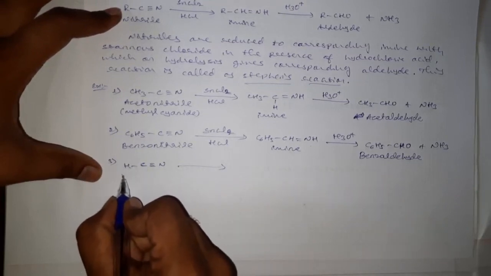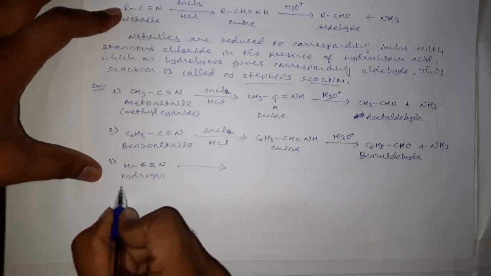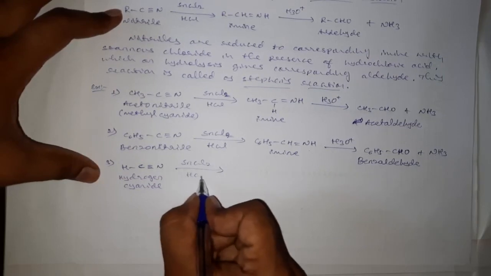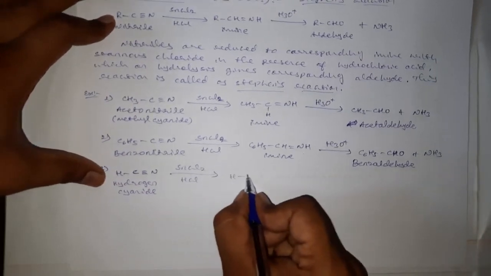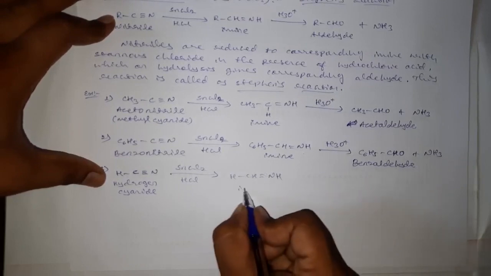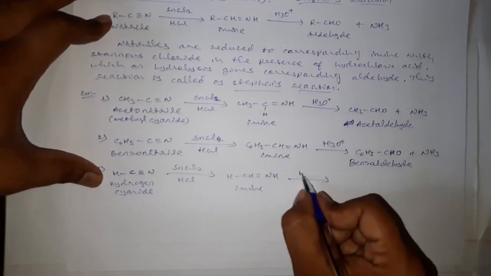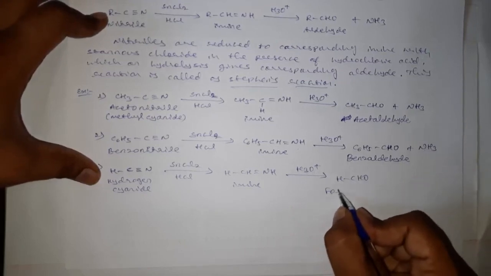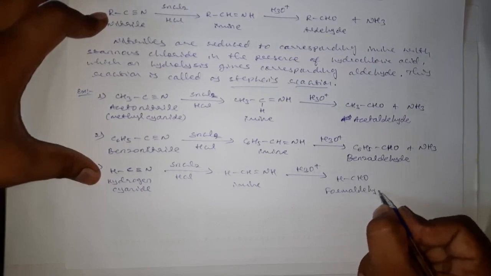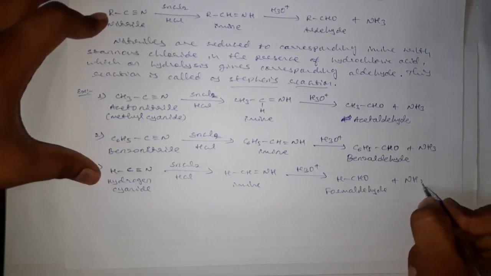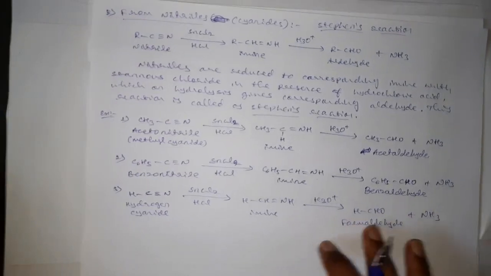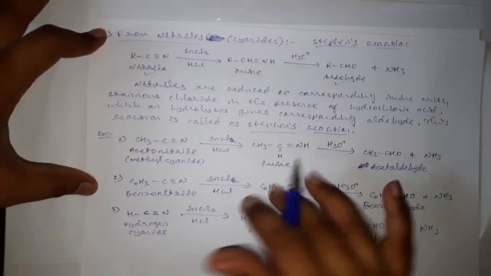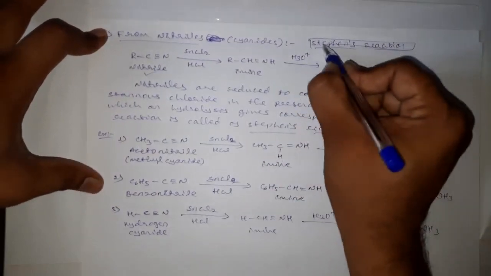That is, when hydrogen cyanide is treated with stannous chloride in presence of hydrochloric acid, we will get HCH double bond NH, an imine, and when this imine is acid hydrolyzed, we will get HCHO, that is formaldehyde, plus NH3. Okay, this is the preparation method of aldehydes from nitriles, and the reaction is called Stephen's reaction.